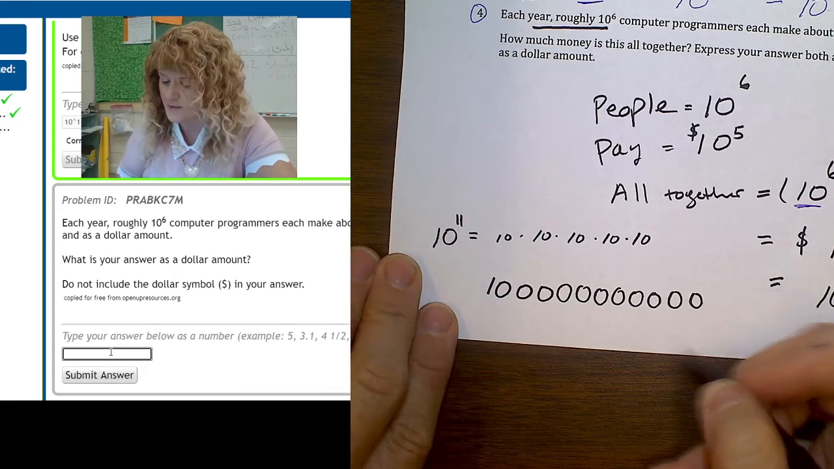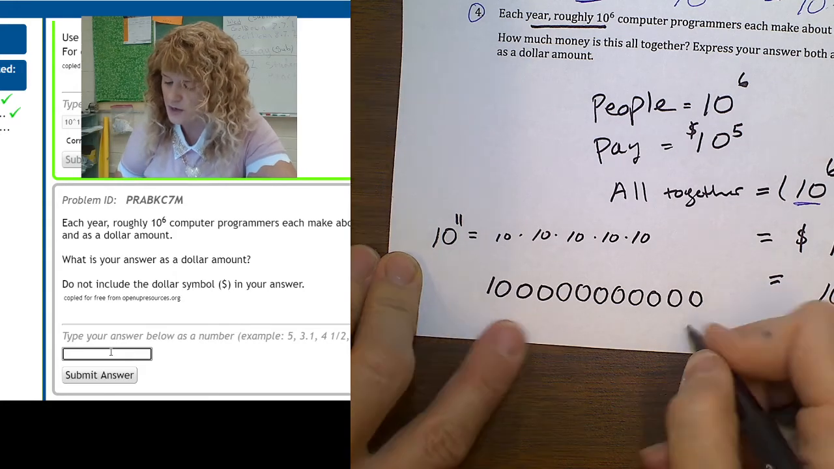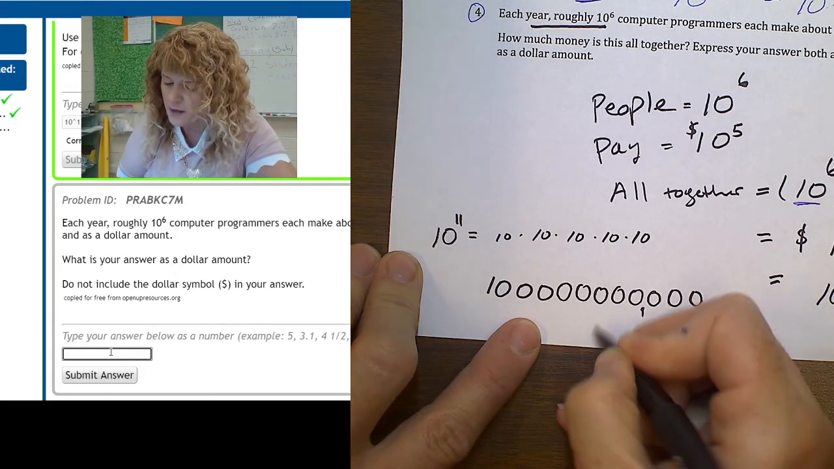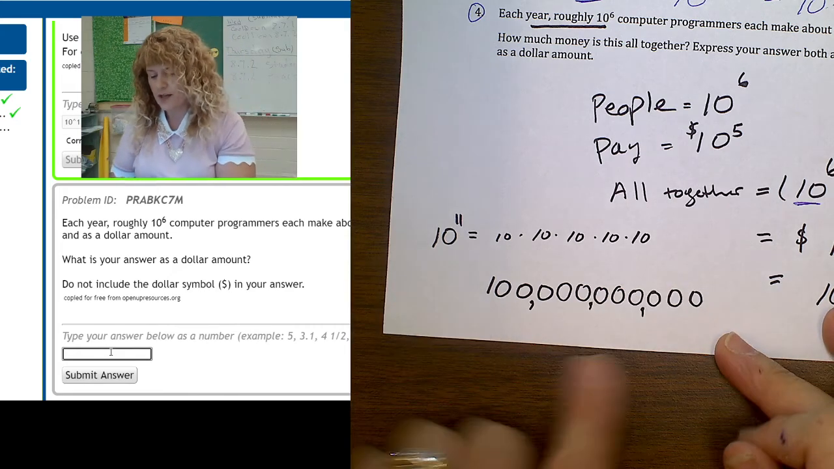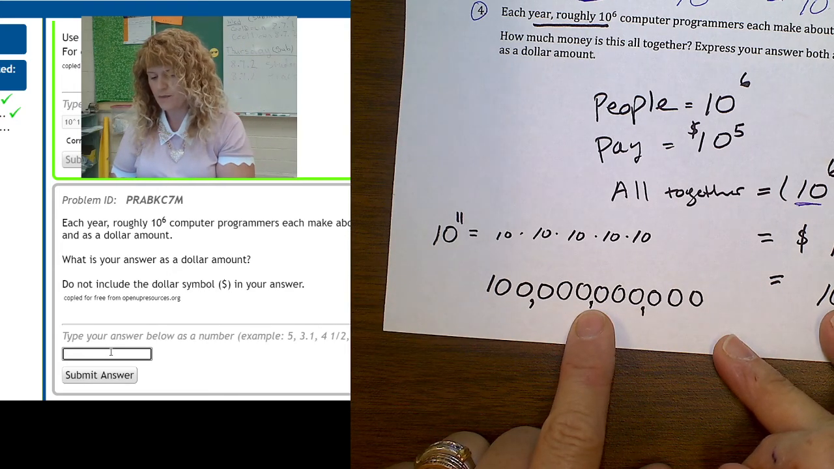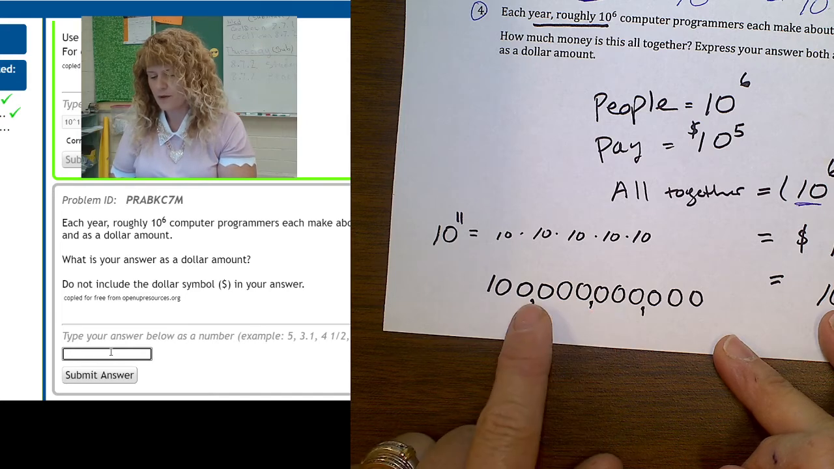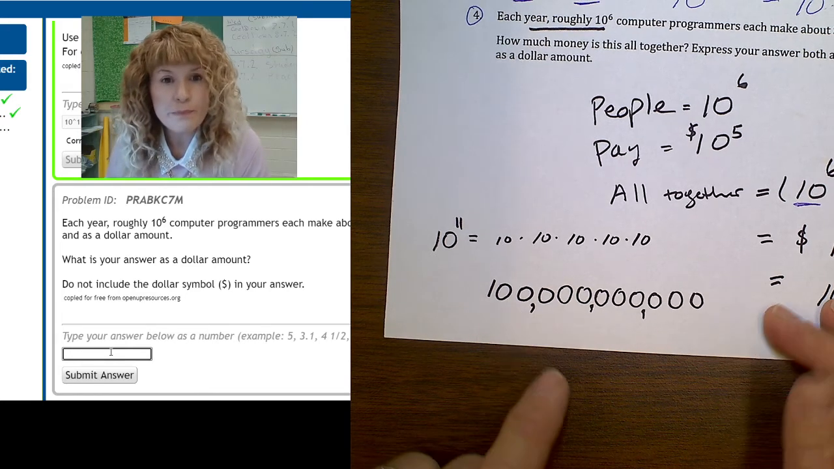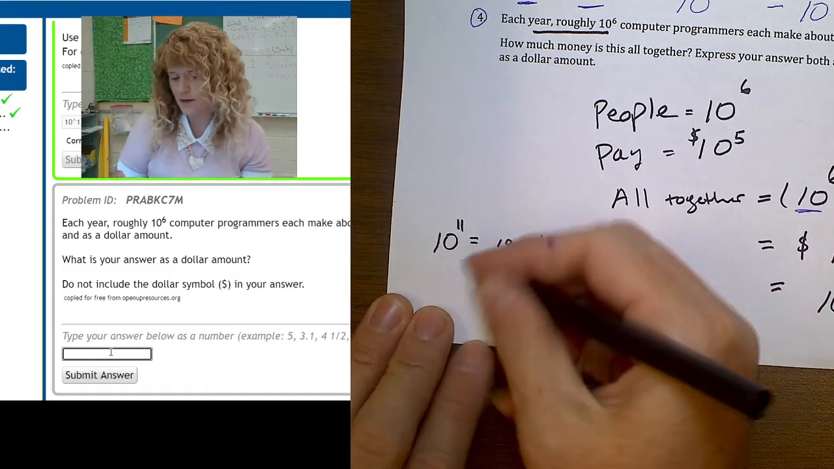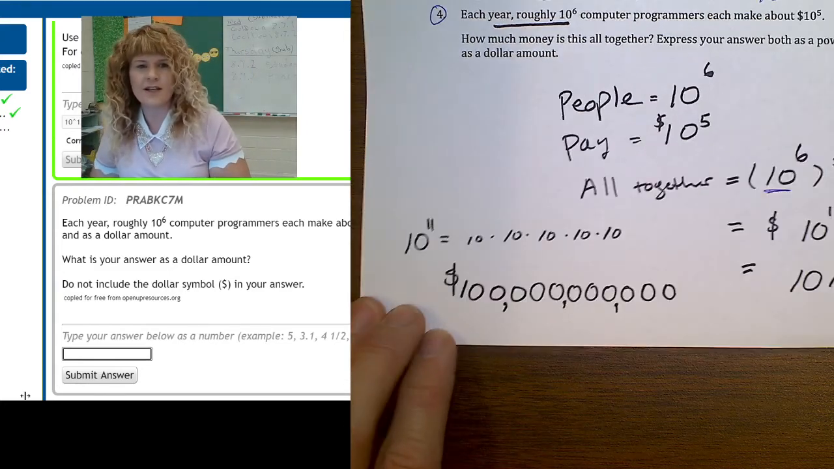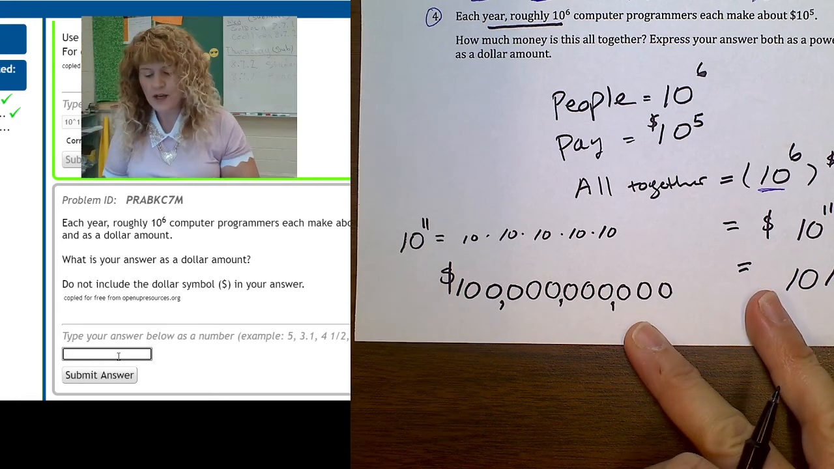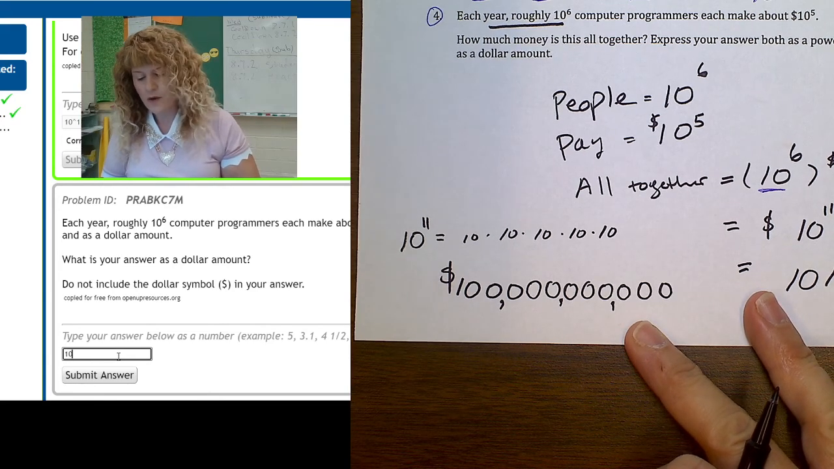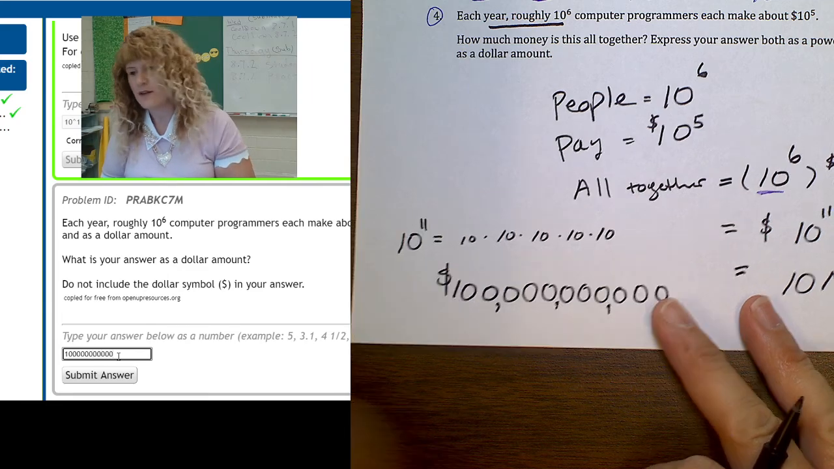There's 10 to the 11th power, and then go back and put in your commas. 1, 2, 3, comma. 1, 2, 3, comma. 1, 2, 3, comma. Oh my gosh. 1 million? 1 billion? 100 billion dollars. Don't forget the dollar sign. Cha-ching. Type in your answer. You're putting on 11 zeros. 1, 2, 3, 4, 5, 6, 7, 8, 9, 10, 11.